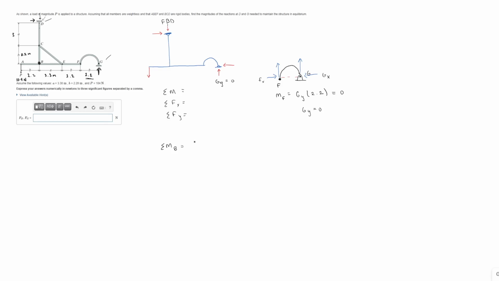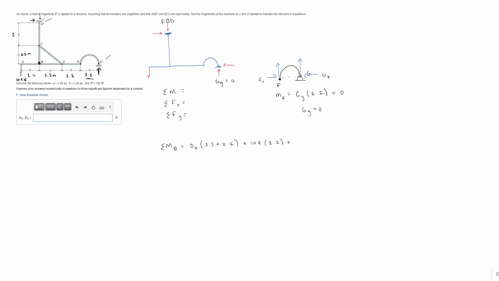Obviously, when you start looking, the only thing that matters here is D of x. So D of x times the distance in the y, so it'll be 3.3 plus 2.2. Okay, then you move on to plus the 104 times the 2.2 because it's the distance in the x, since the force is going in the y direction. And the last thing that you have to worry about would be g of y, and the reason being is because it has a distance in the x.